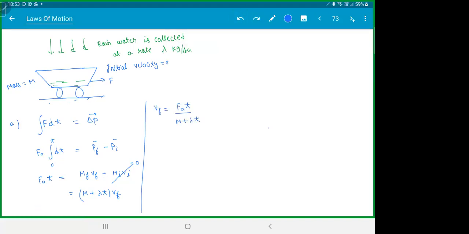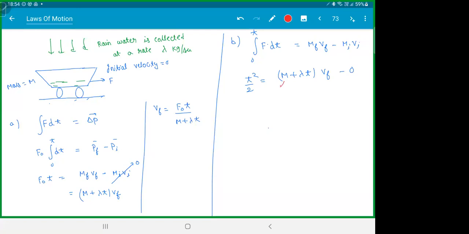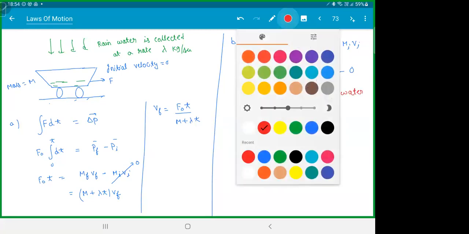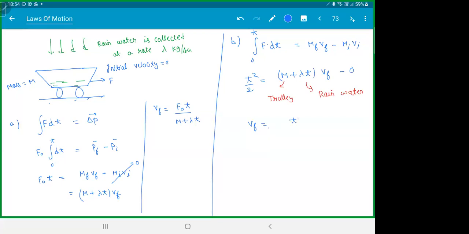Clear? Same thing you can do for the B part. This time it would be integral F dt from 0 to t, which would be m final v final minus m initial v initial. Once you've got the idea, it is easy. F is t, so this would be t square by 2, and mass final will be m plus lambda t. m is the mass of the trolley, and lambda t is the mass of the rainwater. That's the total mass of the system. And we get v final is equal to t square by 2 into (m plus lambda t).